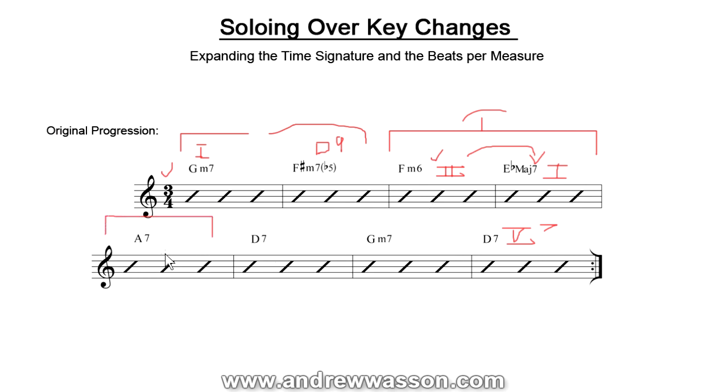Next up, we have this A dominant 7th chord. It's a dominant 7th that's functioning as a secondary dominant, and it's pulling in this D dominant 7th chord here, which is actually the dominant 7th 5 chord.